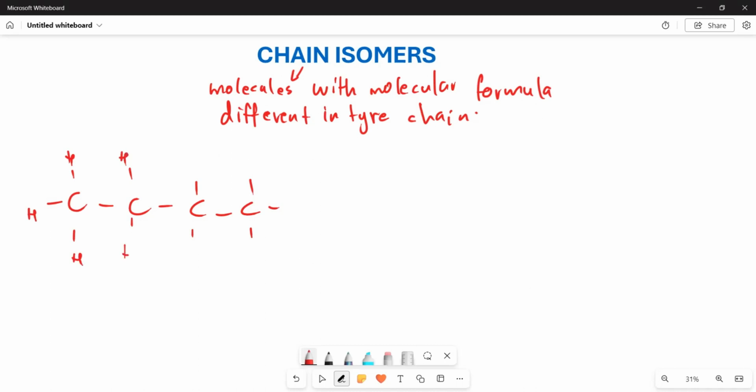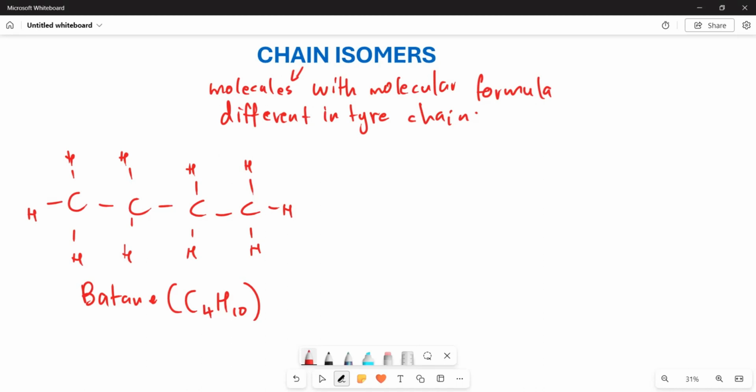Now, I want us to look at what is going to be another structural formula that is equivalent to butane. Butane, remember, is given by the formula C4H10. Which means, do you have any other structure that is almost the same as this, but with a different type of chain?